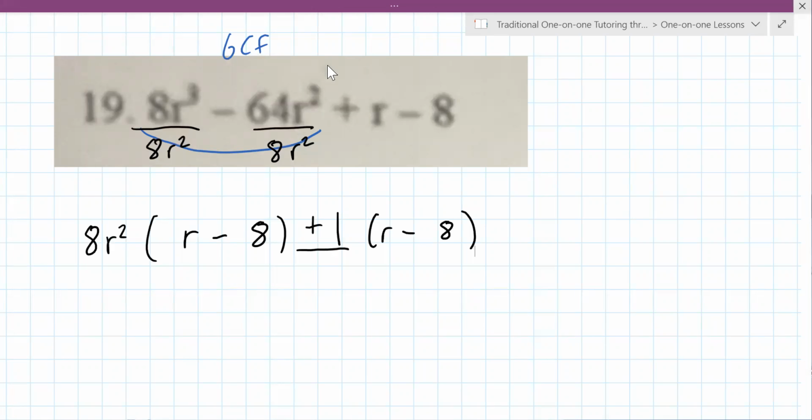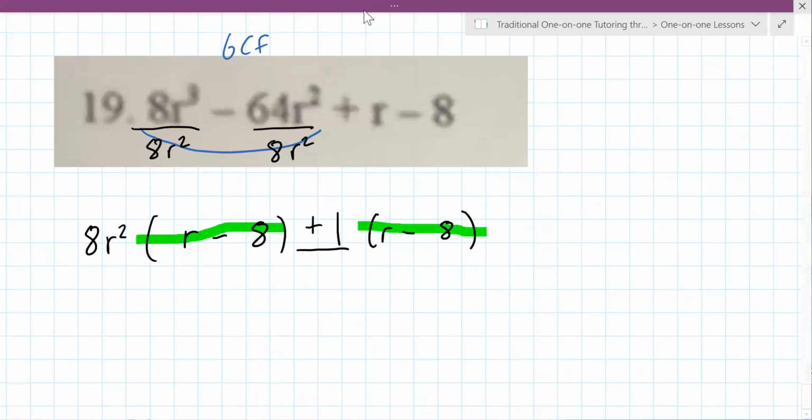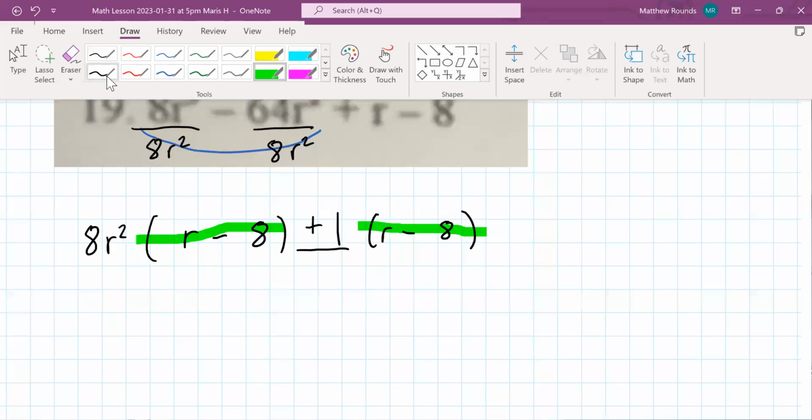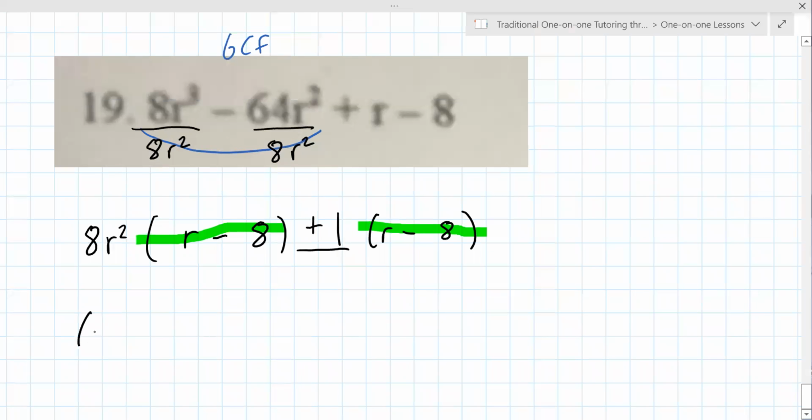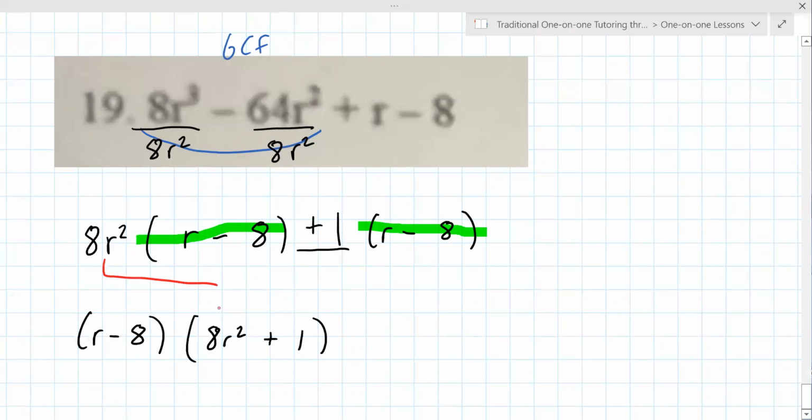Now, they call it factor by grouping, but I really think of it as double factoring, because you end up factoring twice. Do you see how both of these have an r minus 8 in them? Yeah. So that's going to come out. And then you ask yourself, what's left over? Well, the 8r squared is left over, plus the 1 is left over. So these come down like that. Then you're done. This is done.